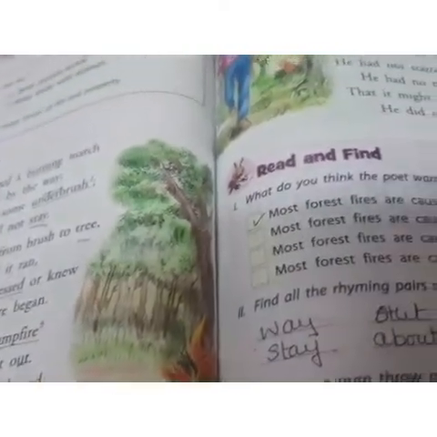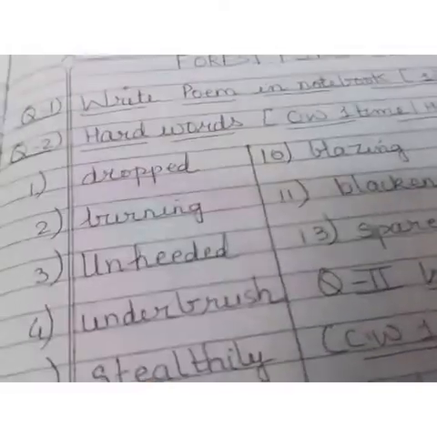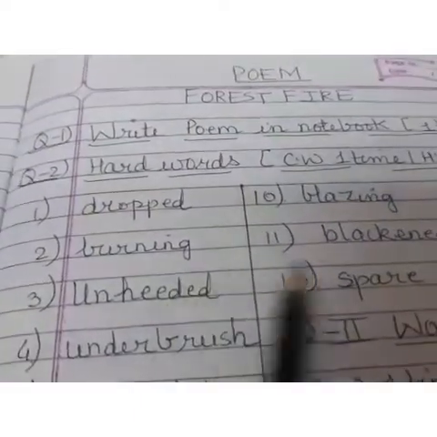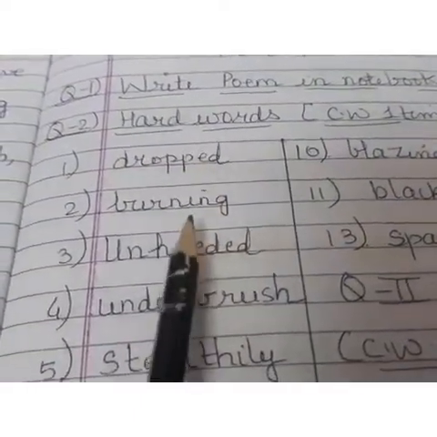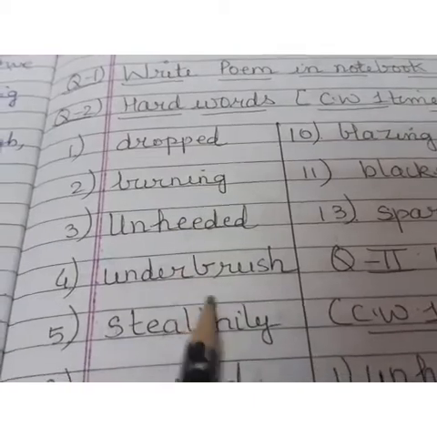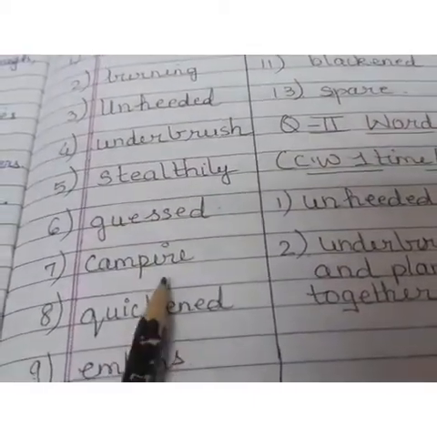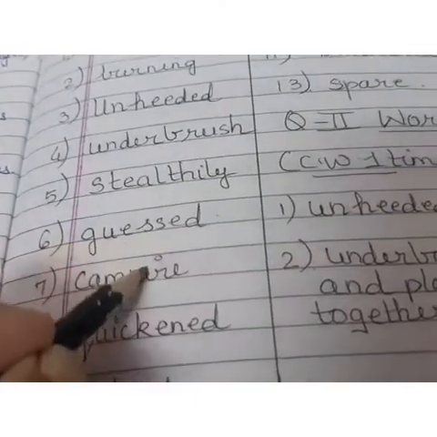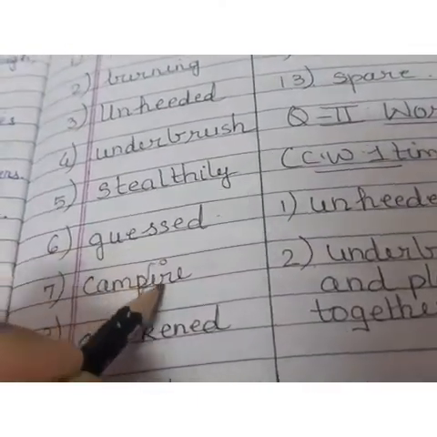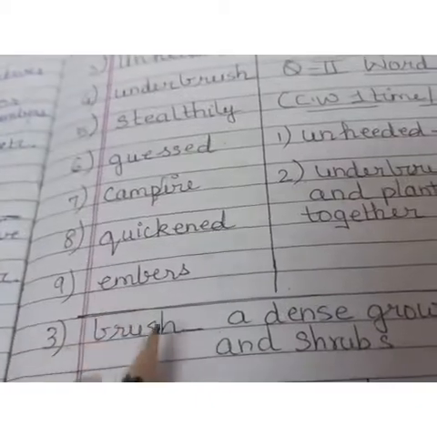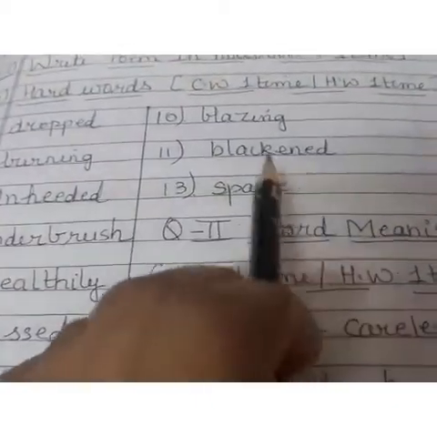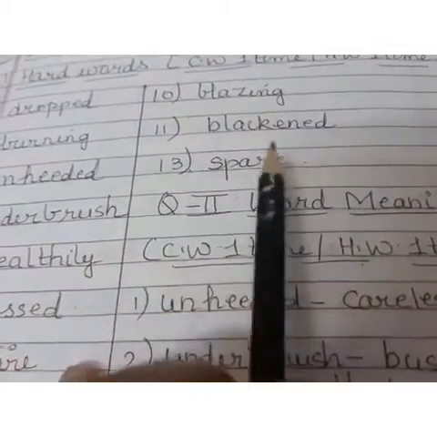Now we'll take a look at the hard words first. Hard words of the poem Forest Fire are: dropped, burning, unheeded, underbrush, stealthily, guessed, campfire, campfire, if I have forgotten here it is F, then quickened, embers, blazing, then blackened and spare.